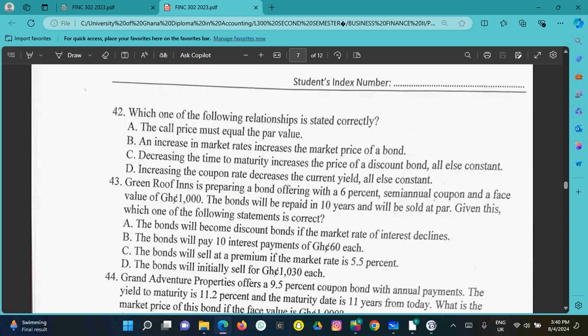So the answer to this is C. Decreasing the time to maturity increases the price of a discount bond. Right, the answer is C. 42 is C.